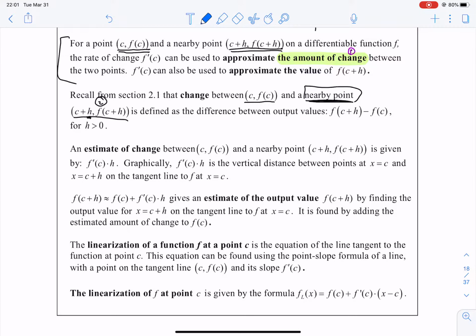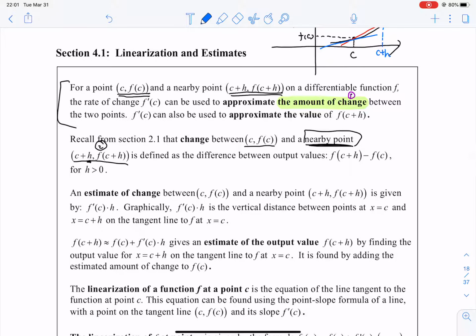First, let's read the second paragraph. Recall from section 2.1 that the change between 2 points, the first point c, f of c, and the second point, a nearby point c plus h, f of c plus h, is actually the difference between the output values. So the change between these 2 points is just f of c plus h minus f of c.